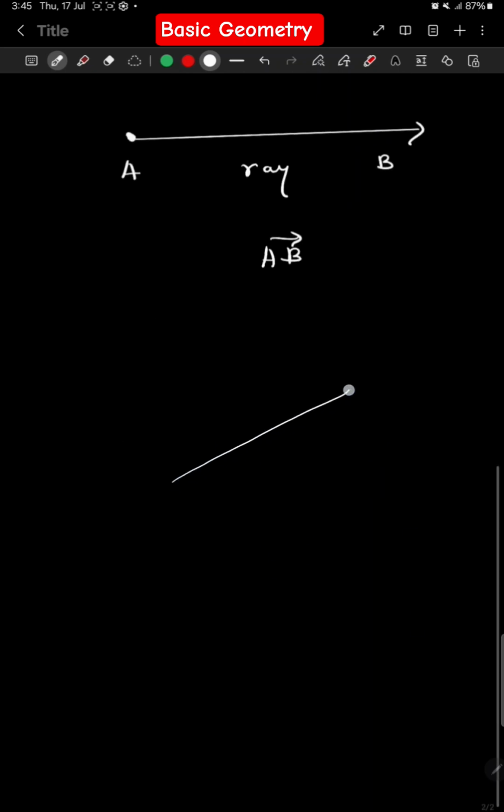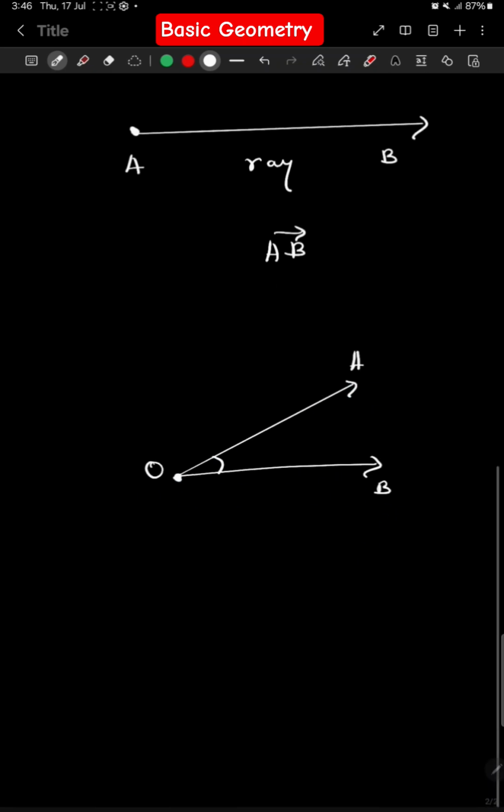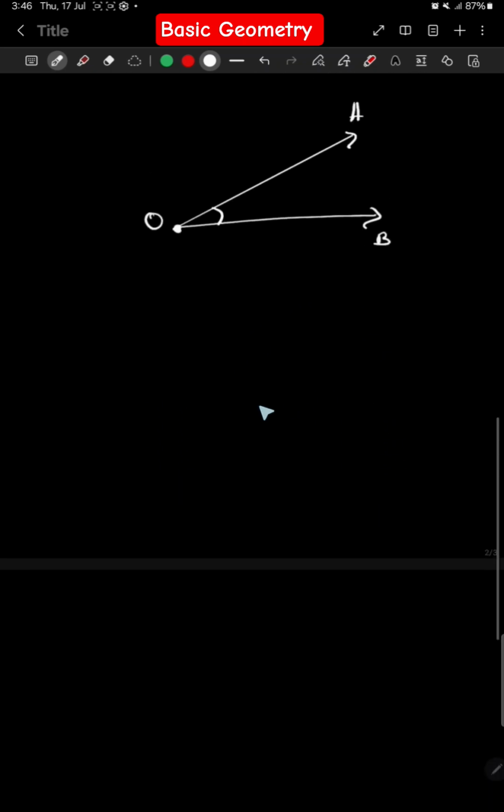So what happens when two rays combine together? When two rays meet at a point, that point is called the vertex, and what is made by that? When two rays meet together, they make an angle. So let's call this ray OA, and let's call this ray OB. So it is an angle, and you can call this angle AOB, or you can also call this angle BOA. So it's fine, I think. So now angles have different types.